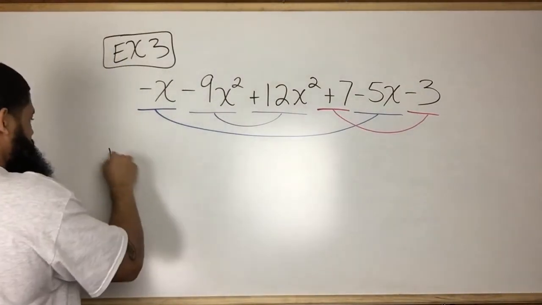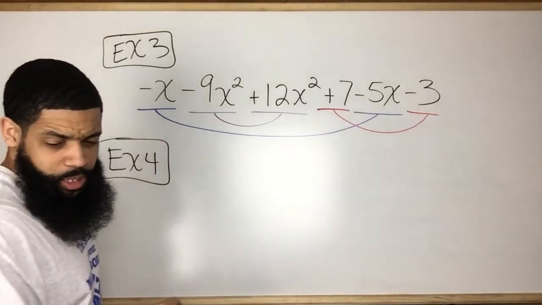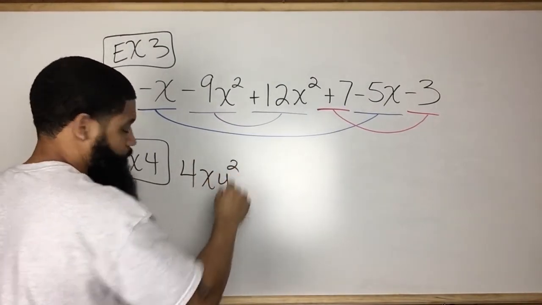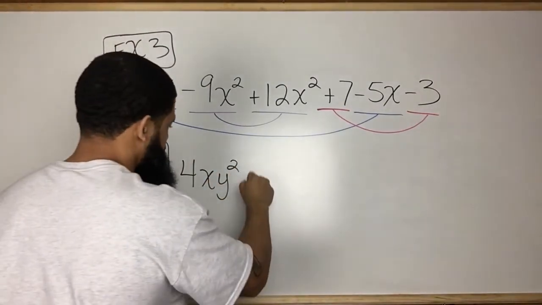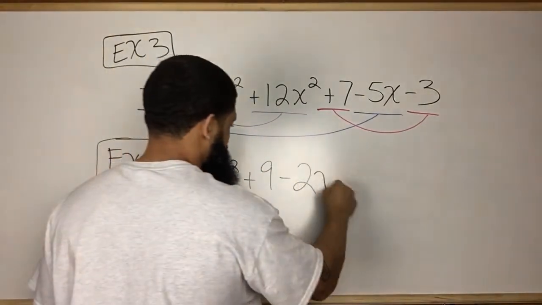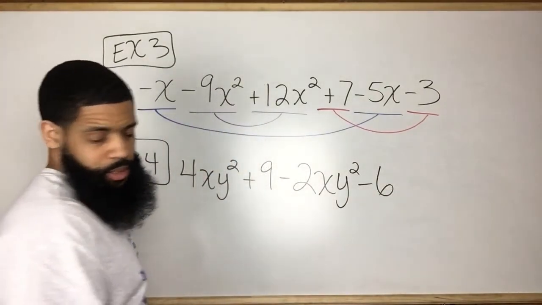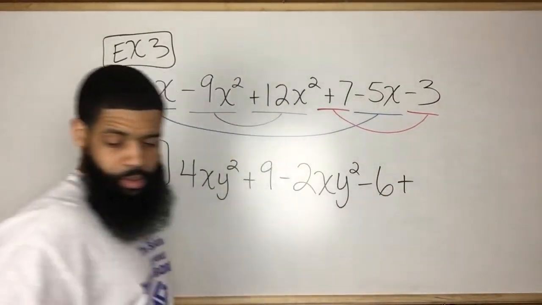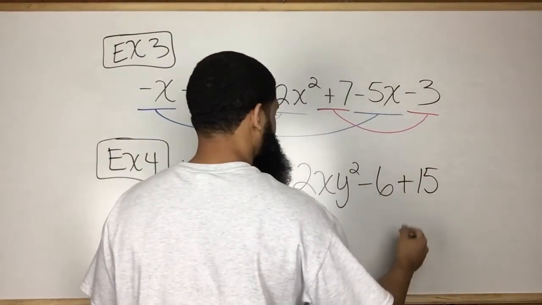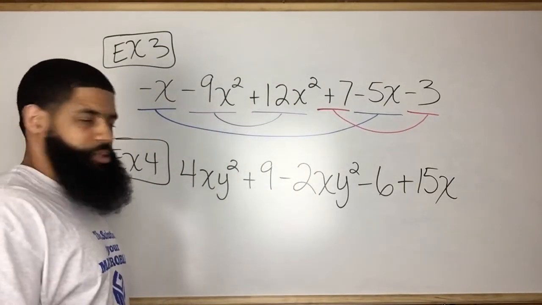And then one last example. Let's say example 4. All right. We have 4xy squared plus 9 minus 2xy squared minus 6 and then plus 15. And let's go ahead and put an x on that 15, okay? Just to make it interesting.